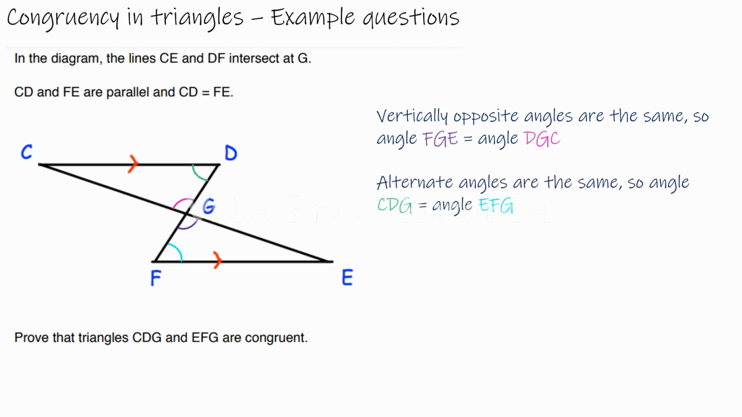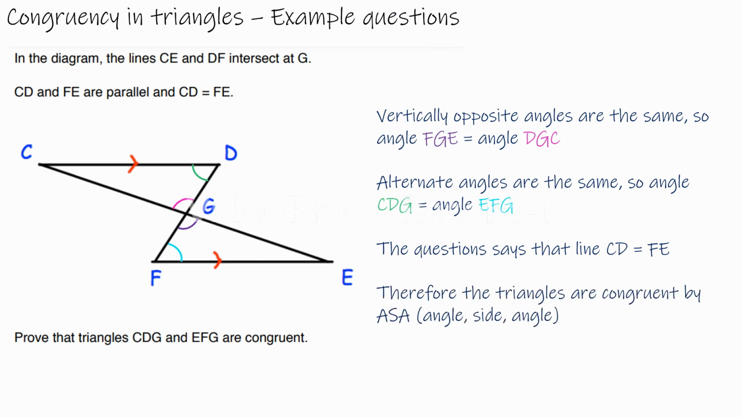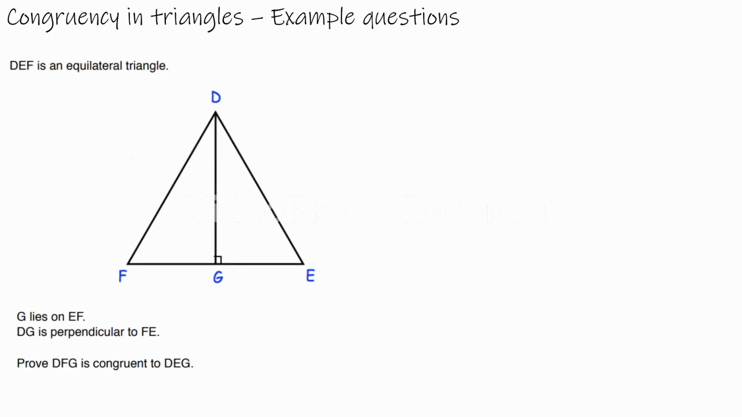Next up, we can say that alternate angles are the same, therefore CDG and angle EFG are also the same, and alternate angles are the ones which create a Z sort of shape. And finally, the question actually tells us that line CD equals FE, therefore proving that those two lines from either triangle are the same. And from here, we can say that the triangles are therefore congruent by ASA, which is angle, side, angle.